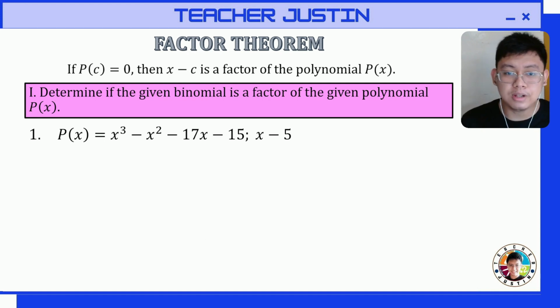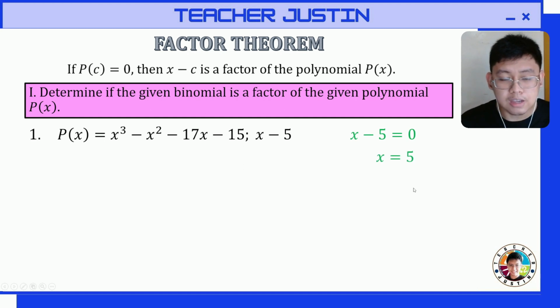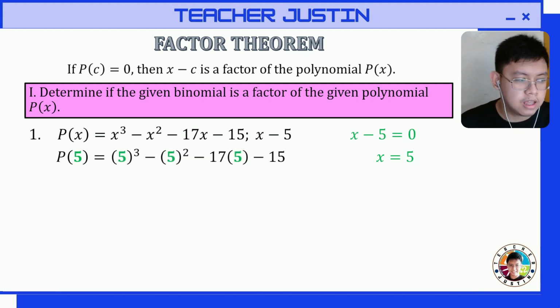Okay, let's have this example. Let's determine if the given binomial is a factor of the given polynomial. So, ang first step natin is we will copy our binomial and equate it to 0. Okay. Then, let's solve for the value of x. So, lipat natin si negative 5 to the other side, changing the sign. The value of x is equal to 5. Tapos, ang gagawin natin next is for us to change the value of x of our polynomial by 5. So, substitute natin. We will have 5 cubed minus 5 squared minus 17 times 5 minus 15.